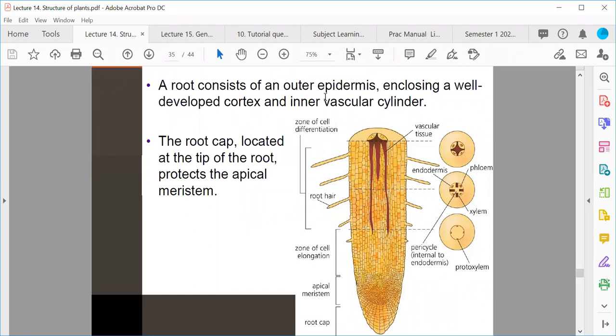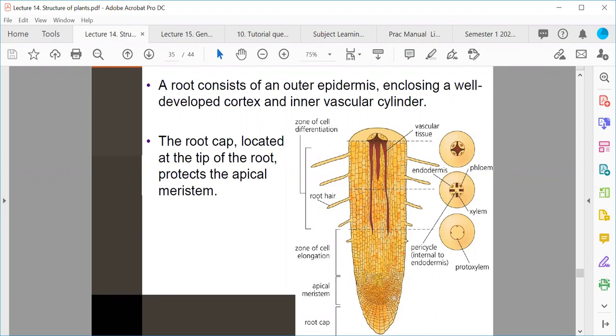All right, so a root consists of an outer epidermis, and we can clearly see that this outer layer of cells is just a single layer of epidermal cells. The epidermis encloses cells of the cortex. So we've got this well-developed cortex here, and then we have one single vascular cylinder, a central vascular cylinder, which consists of both the xylem and the phloem. But let's look at the different regions of the root.